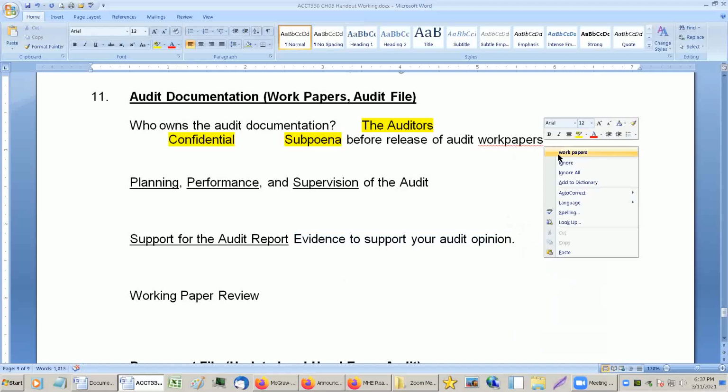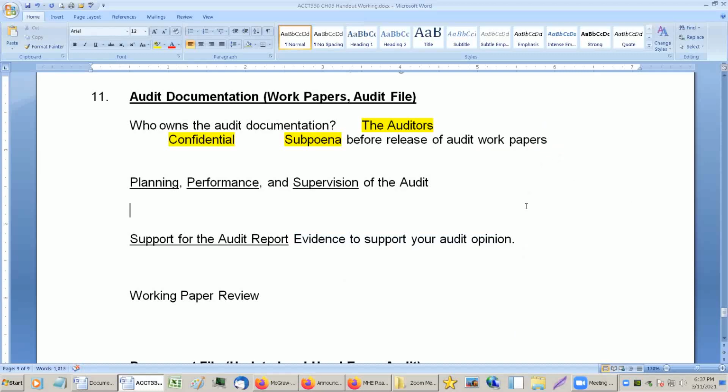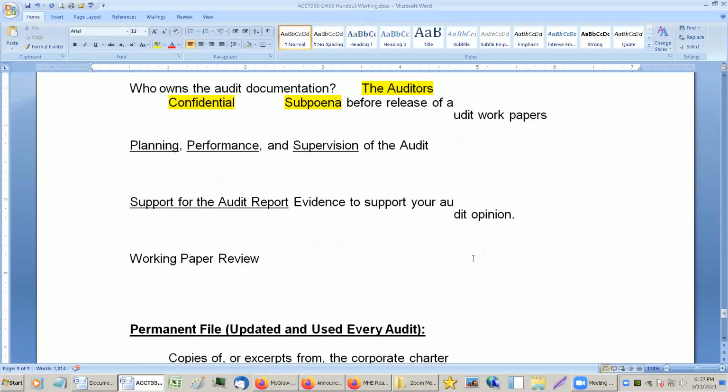I'm putting extra letters on there. I think work papers is one word, maybe it's not, maybe it's 2 words. Okay.